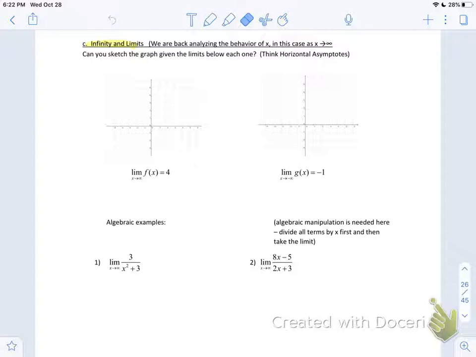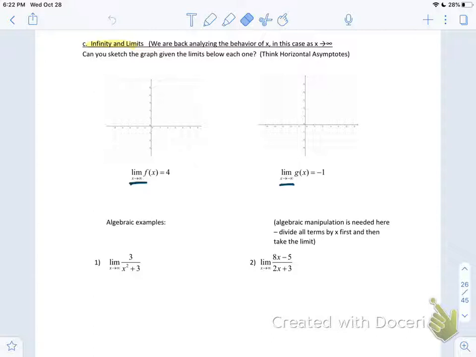This limit is as x goes to infinity, and here's x goes to negative infinity. Let's think about this, because this is an easy section that people sometimes get wrong. Can you sketch the graph given the limits below? I say, think horizontal asymptote. This says, as x gets bigger and bigger, the y value goes to 4.